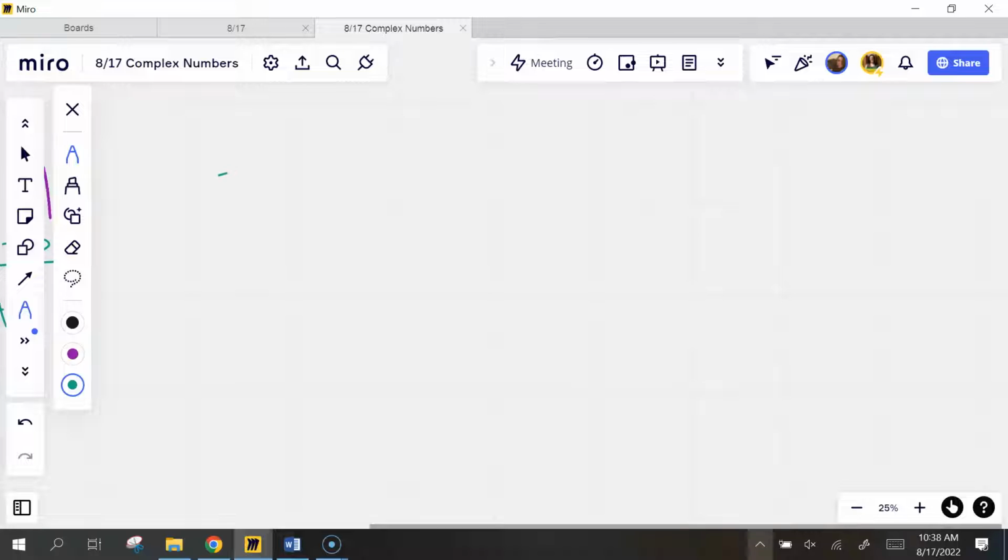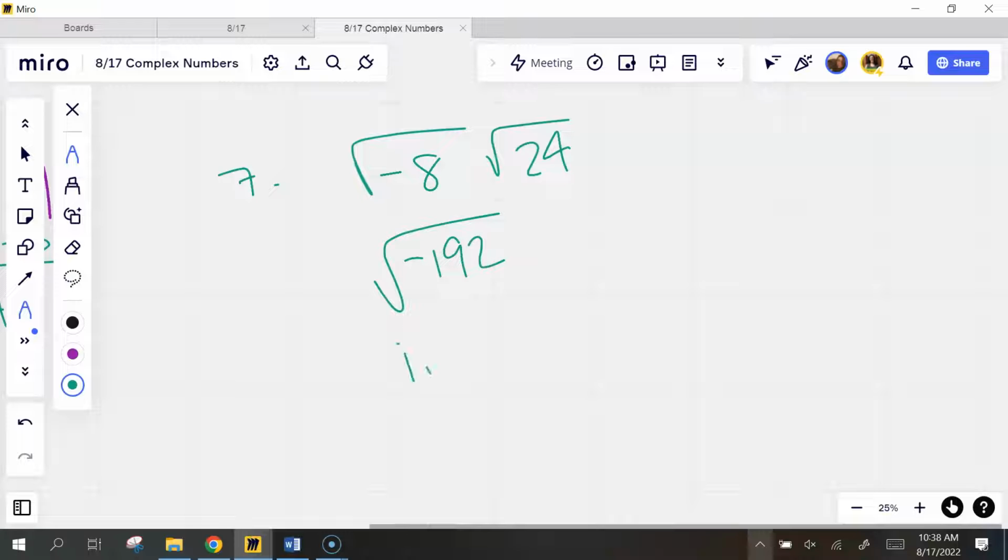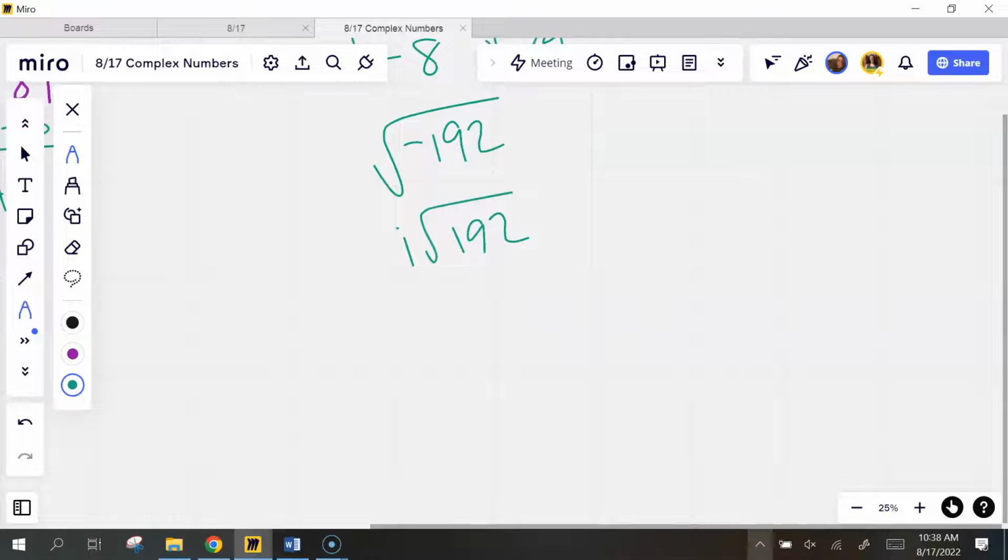Okay. Number 7. The square root of negative 8 times the square root of 24. What is 8 times 24? 192. Take the i, take the negative out. Square root of 192. 12 and 16. Even bigger, 64 and 3. You can break down again. So 16 and 3, so 4 root 3. Sorry, no problem. 64 and 3.